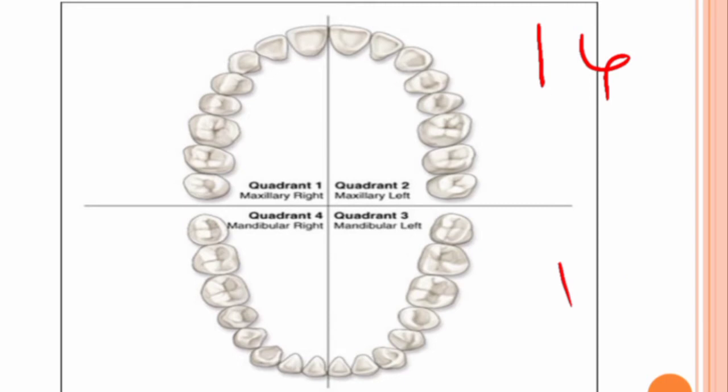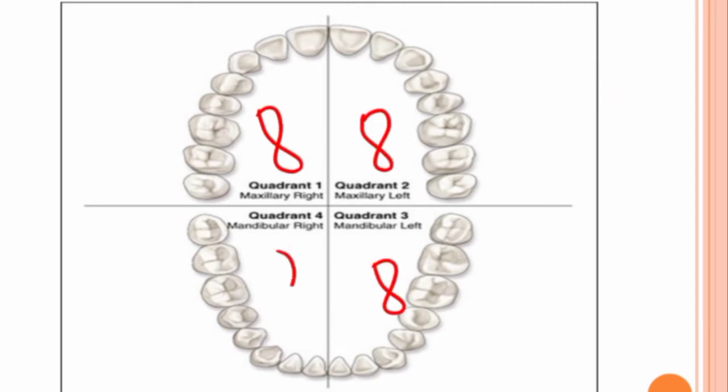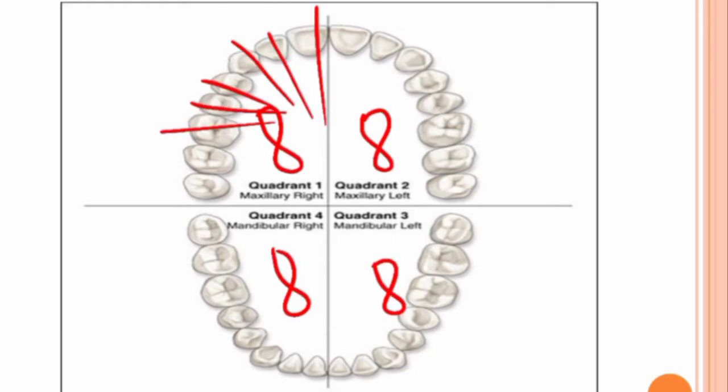In each quadrant we have 8 teeth: central incisor, lateral incisor, canine, first premolar, second premolar, first molar, second molar, and third molar.